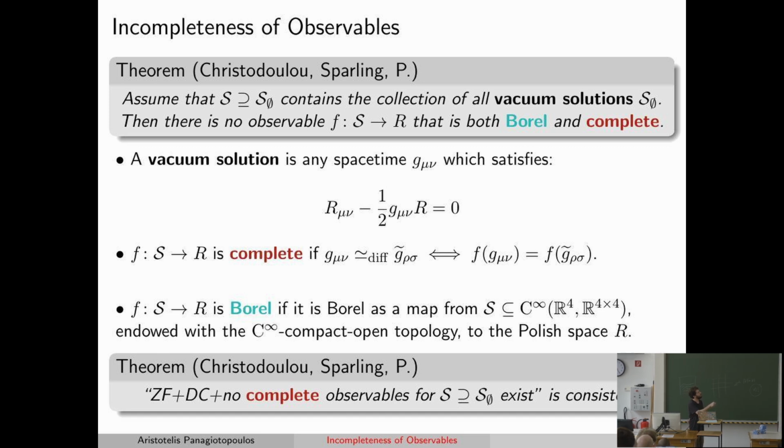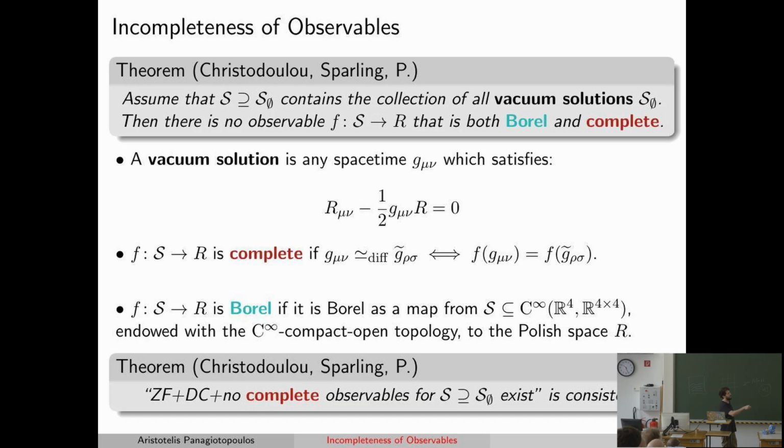So if you give me any collection of spacetimes that contains all vacuum solutions, then I cannot find an observable that is both definable for me, so Borel, and complete, right? And a vacuum solution is any solution where here I've put the zero as the stress energy tensor. And again, an observable is complete if I have an infinite leaf here. And it's Borel. So here, maybe I have to explain what Borel means, right?